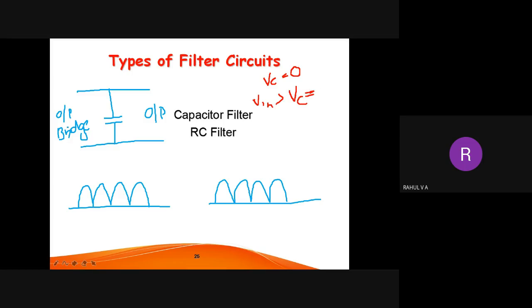the input is greater than the capacitor voltage. At that time, the capacitor will charge. When capacitor voltage is greater than input voltage, it will discharge. Are you all clear with it?